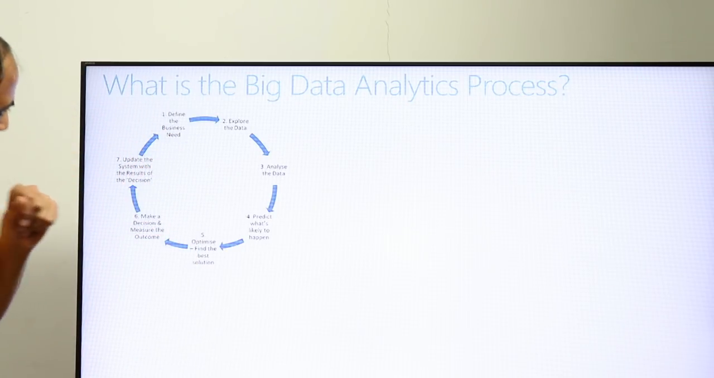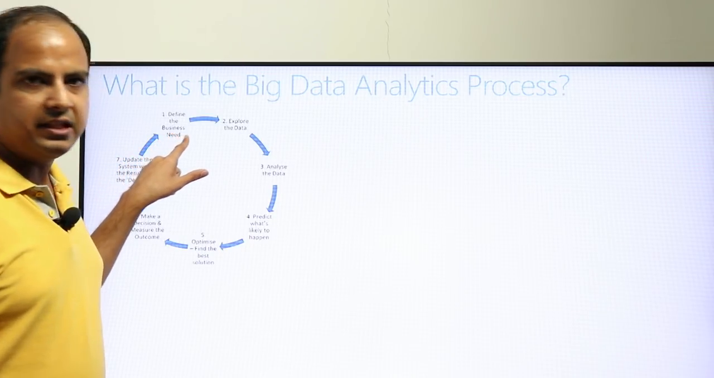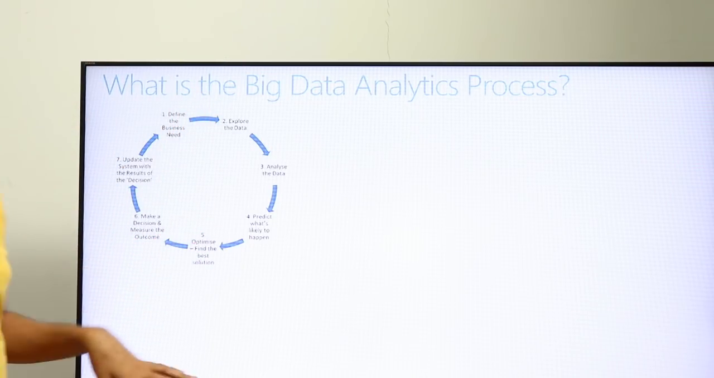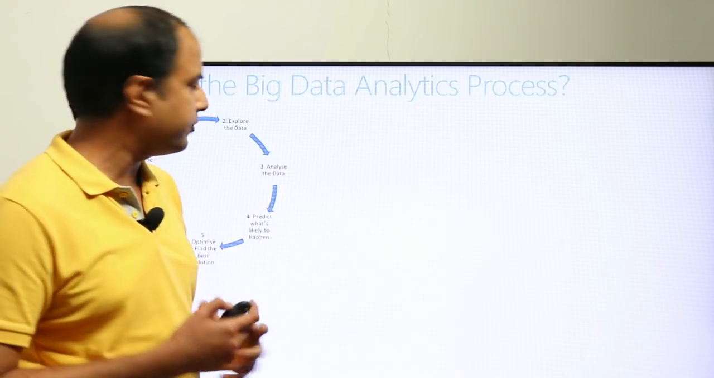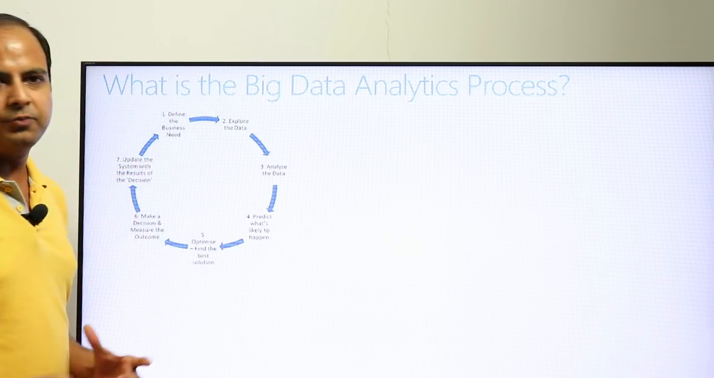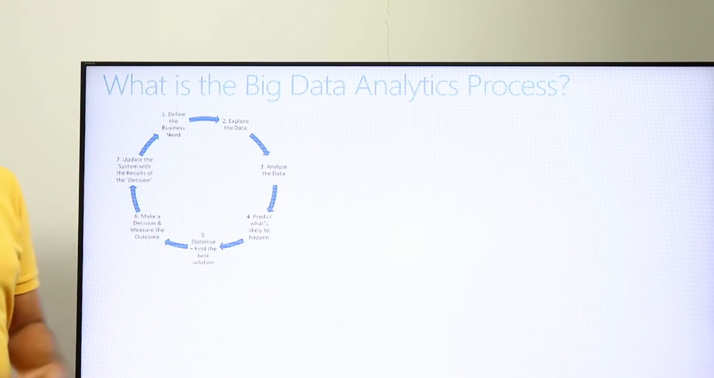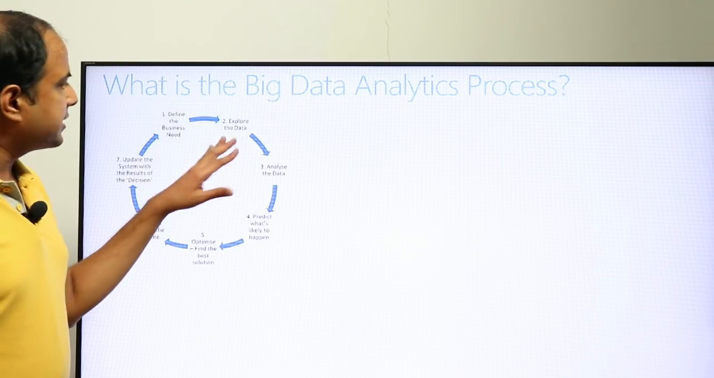The first part is defining the business need, and this is going to be very similar to a software development life cycle, but there are going to be differences. So the first part is similar. You basically need to define the business needs. What is it that the business wants? Then, explore the data.